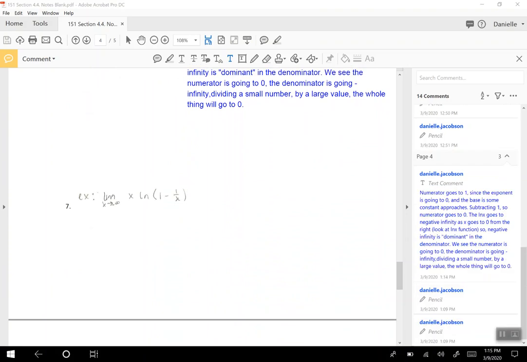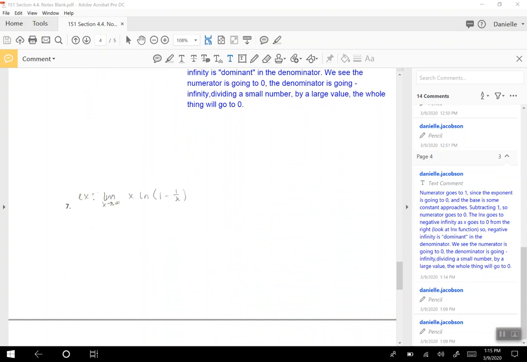Okay, so number 7 is again tricky, but in a different way. On this one, we have the limit as x goes to negative infinity of x times the natural log of 1 minus 1 over x. Notice it's not even in fraction form. So as it's written right now, we can't use L'Hopital's rule. If we run the negative infinity through, we get an indeterminate form, meaning we don't really know what's going on because we'd have negative infinity times something, which doesn't tell us a lot.